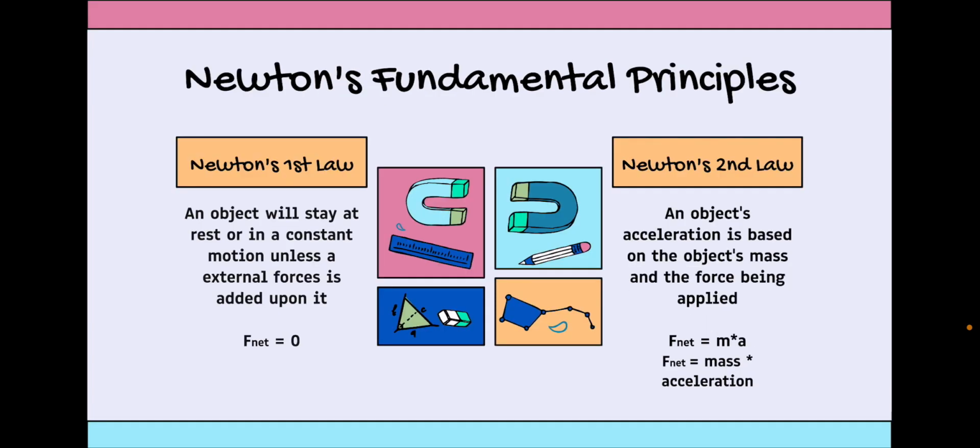The fundamental principles that we're using in this lab are Newton's first law and Newton's second law. Newton's first law states that an object will stay at rest or in constant motion unless an external force is added upon it, and that is equal to F net equals 0. Newton's second law states that an object's acceleration is based on the object's mass and the force being applied, and that is equal to F net equals the object's mass times the object's acceleration.